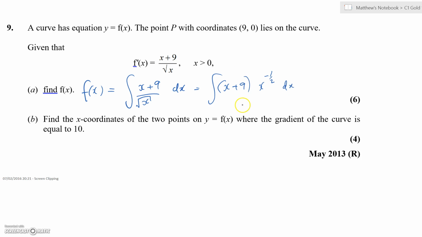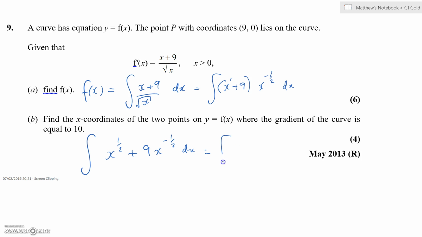And now we need to tidy this lot up before we can even start to think about integrating. So let's come down here, let's times out. That's really x to the 1, so x to the 1 times x to the minus half gives you x to the half plus 9 lots of x to the minus half. Okay, now I can integrate.